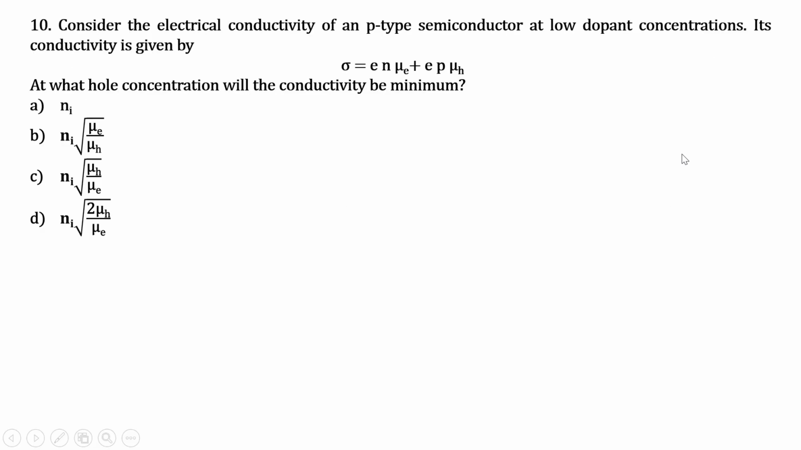So next is, consider the electrical conductivity of a p-type semiconductor at low dopant concentration. Conductivity is given by e times n mu E plus p mu H. We had discussed this equation before, right? Whenever there is doping, we have n and p along with that, and therefore we substitute and find conductivity. Now we have to find out the hole concentration at which the conductivity will be minimum. From this equation, at what hole concentration will the conductivity be minimum?